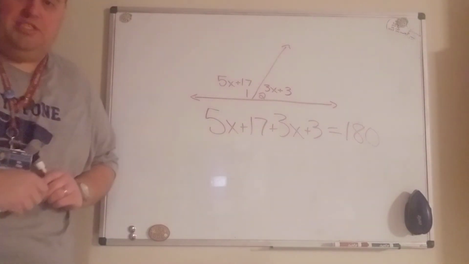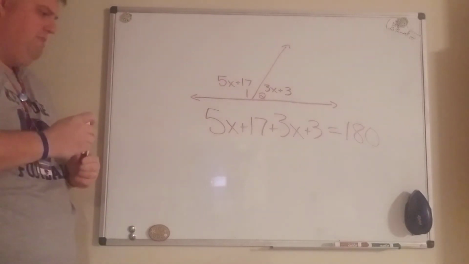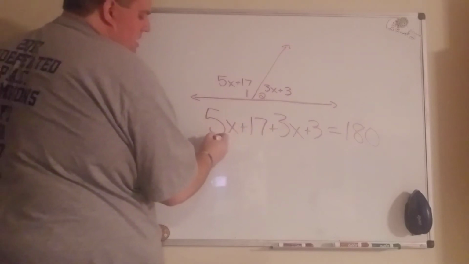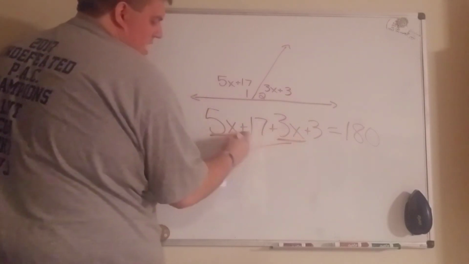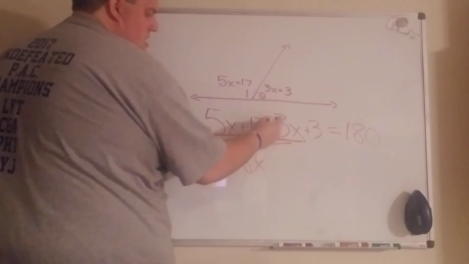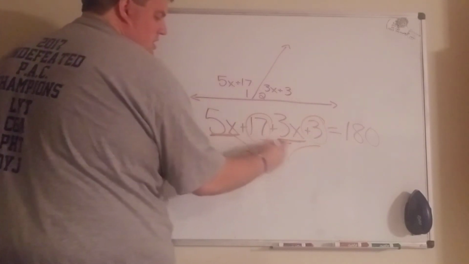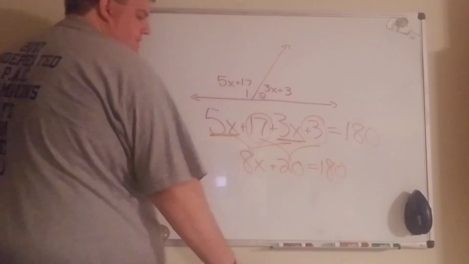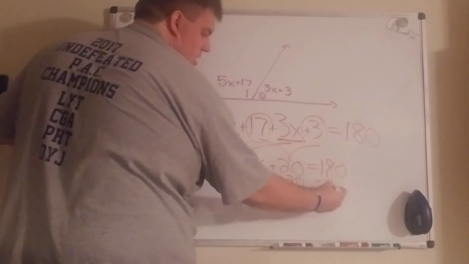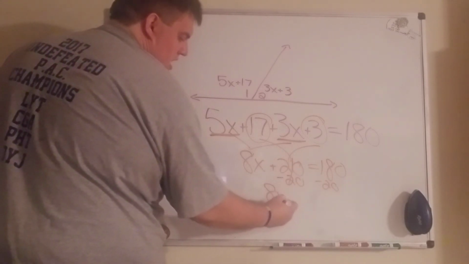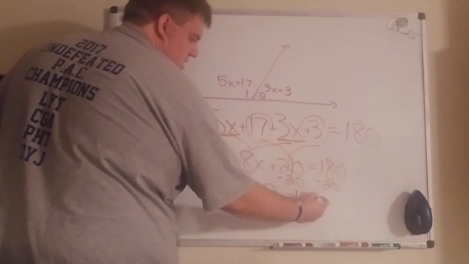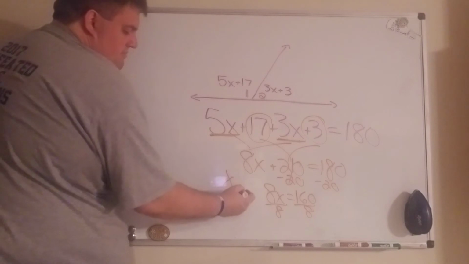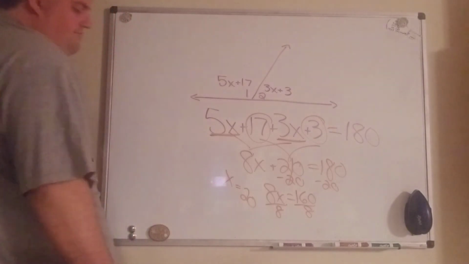Once we have the equation set up, it's pretty easy, right? Because from there, we're just going to go through the motions, solve some equation stuff. So I definitely have some like terms. 5x and 3x gives me 8x. 17 and 3 are like terms. That's going to be 20. 180's on this side. And that's just a little two-stepper, right? Subtract 20. 8x equals 160. And then divide by 8. And we find out that x equals 20.